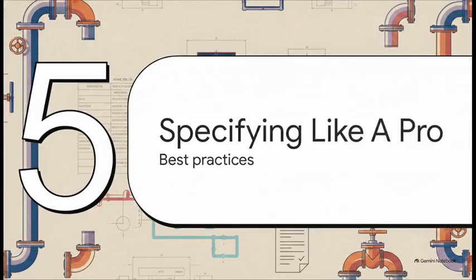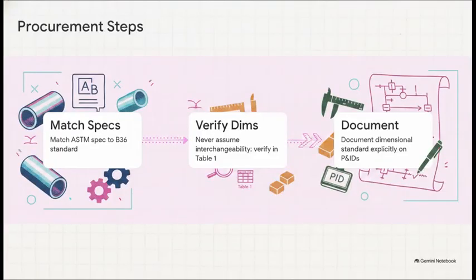Let's bring it all together now by looking at how to specify pipe like a pro, with some best practices for procurement. So, knowing all this theory is great, but translating it into a flawless purchase order, that's where the real engineering happens. To avoid any catastrophic sizing or procurement errors, you always want to follow these exact steps. Step 1. Make sure you pair the correct ASTM material spec with its corresponding B36 standard. So for example, if you order ASTM A312 stainless pipe, link it directly to ASME B36.19M.